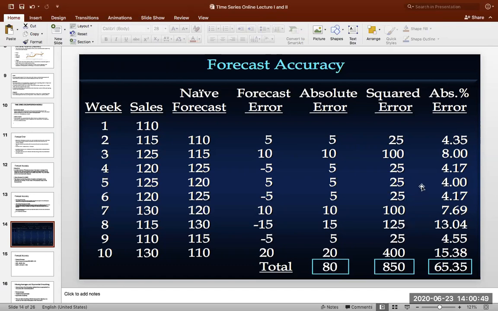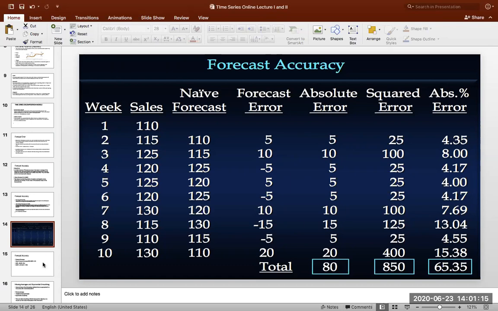And then you find the mean absolute percentage error for each one. So this is the error, the absolute error. You divide it by what? The actual sales, and you multiply it by 100, and you get this value. So this one divided by this times 100, you get this. And after that, you add all these percentages and you get this.